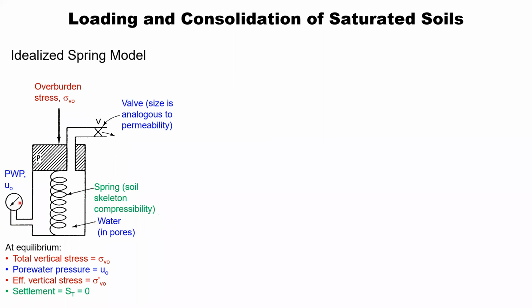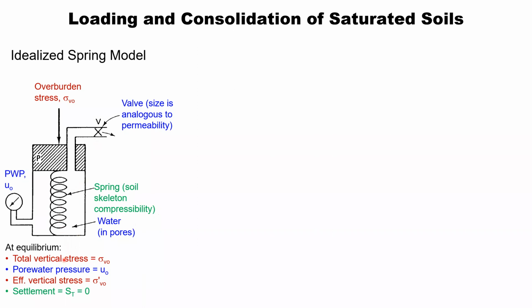And we've got here a valve that measures the pressure in the water at a particular depth. This piston here represents the overburden stress, and this additional port coming out of the piston that is controlled by a valve is analogous to the permeability. In other words, the more open that valve is, the higher the permeability, the easier it is for water to flow out of the soil skeleton. As you close that valve, the soil is less permeable, and water has a harder time flowing out of that valve.